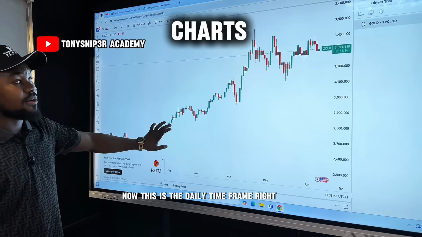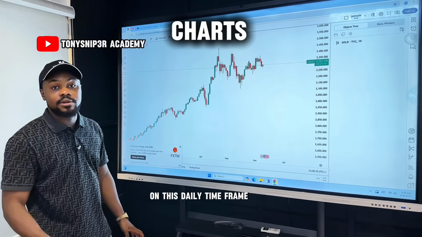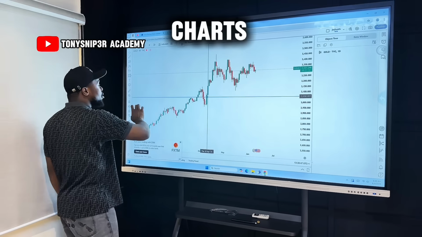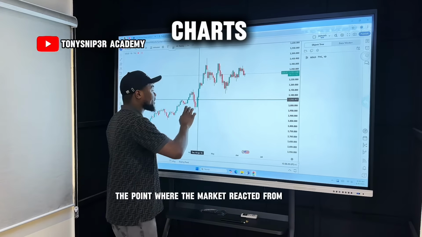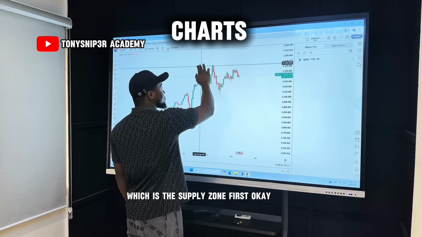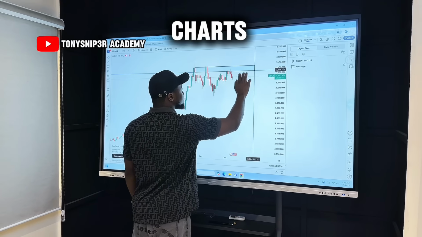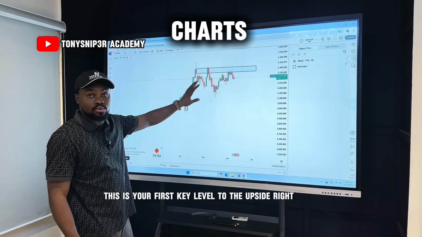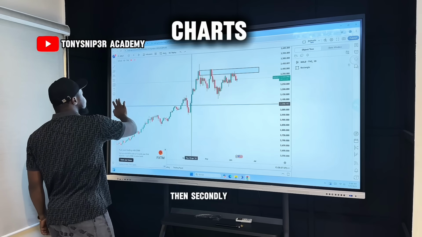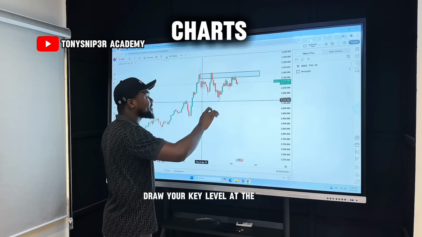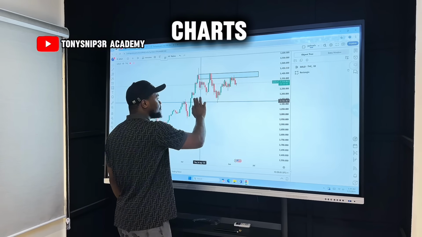Now, this is the daily time frame, right? On this daily time frame, firstly, you want to draw the point where the market reacted from, which is the supply zone first. Okay, this is your first key level to the upside, right? Then secondly, you want to draw your key level at the bottom.